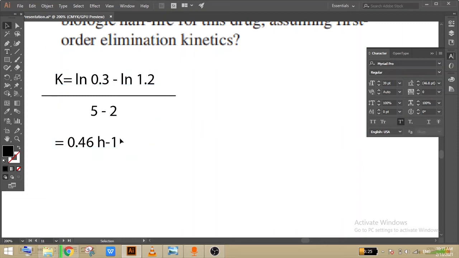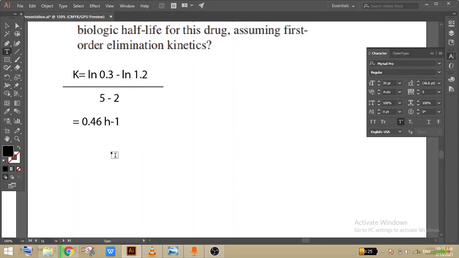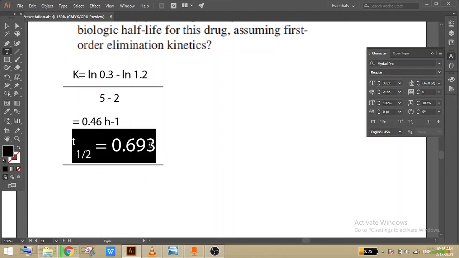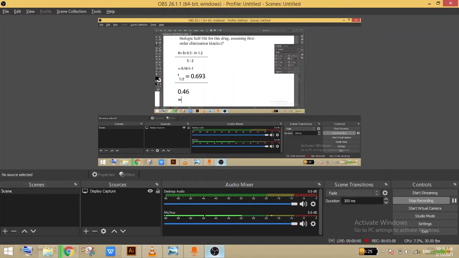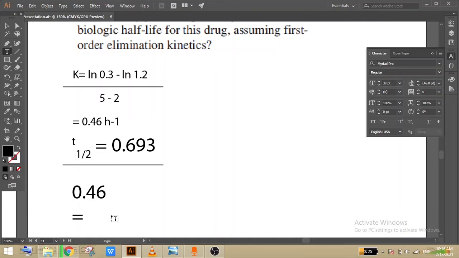So, the next thing is we're going to find the T half-life. T half-life will be equal to 0.693 divided by 0.46, which will give us the value of half-life. So the value for T half-life will be 1.5 hours.